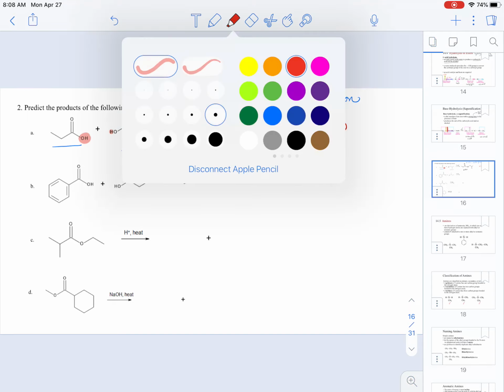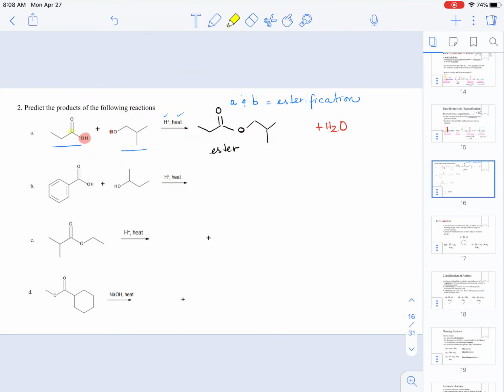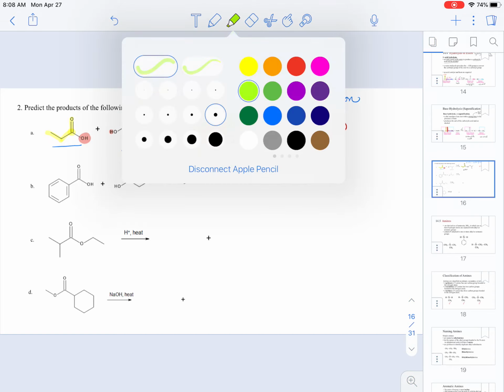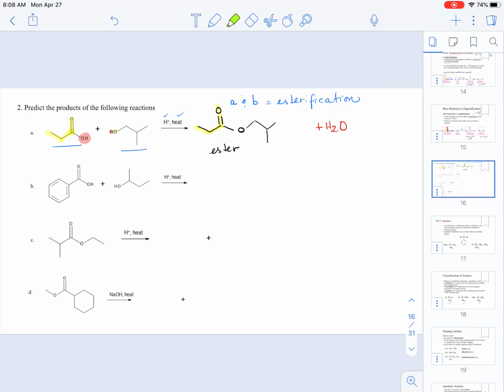So to highlight the molecules that are here, as you can see, this portion of the molecule is what I drew here. And then we are going to link it to the oxygen atom and the rest of the molecule. So that is this portion.